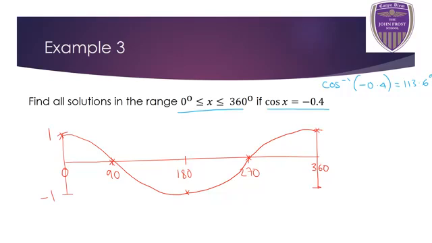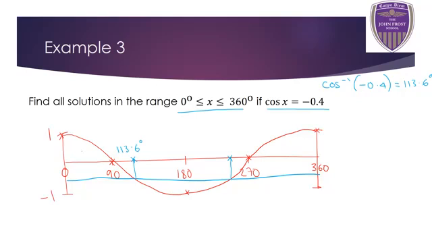Okay, so 113.6 now. Let's say that's going to be here somewhere, roughly. So we're going to go down to our curve, sorry, and go all the way across. So the only other solution is here, isn't it? So there's one solution there, which we know is 113.6.